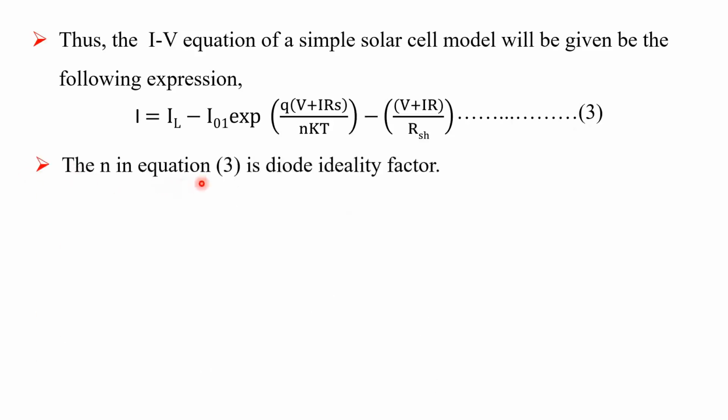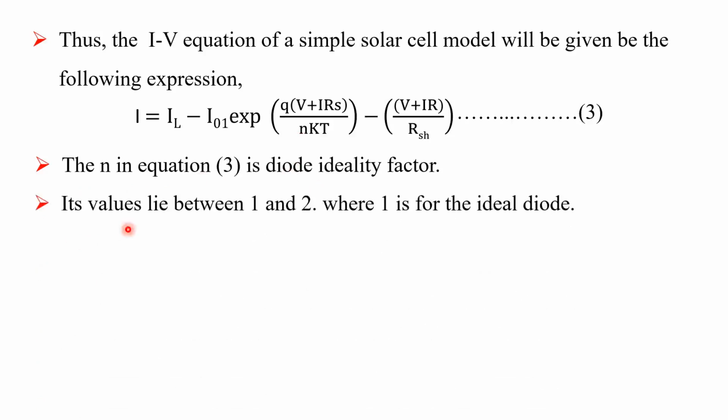The n in equation 3 is the diode identification factor. Its value lies between 1 and 2, where n equals 1 is for the ideal diode.